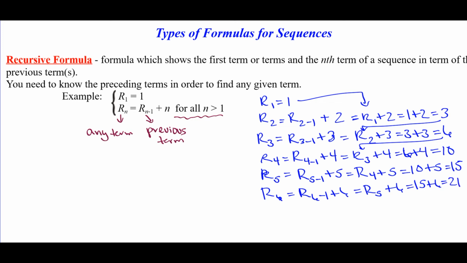So recursive formulas are a little more difficult to work with, but sometimes a sequence can only be written with a recursive formula. The explicit formula might not be as easy to get to.